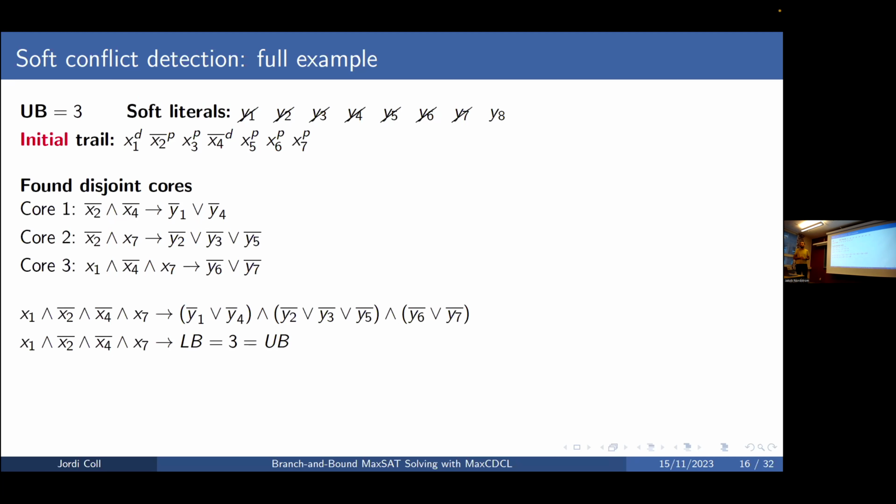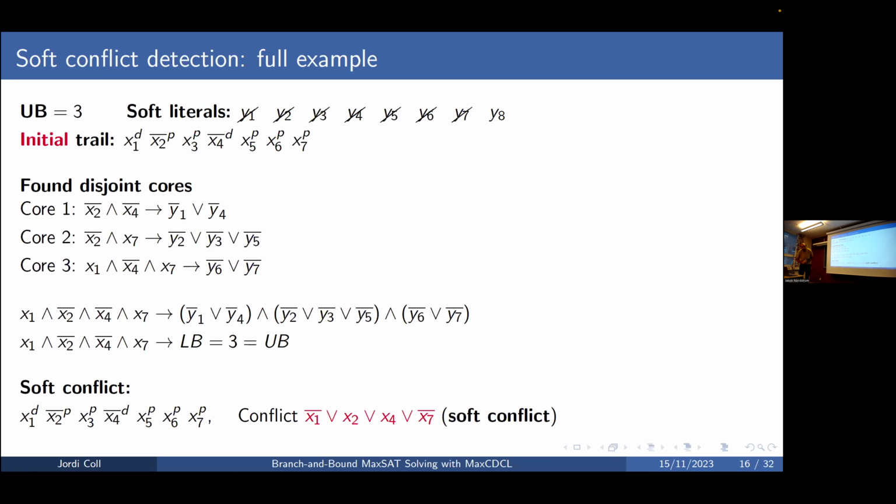So I have a soft conflict. But important, we have said that every soft conflict must be explained in terms of a clause. I am falsifying some clause. What is the clause that I'm falsifying? It's this. It's the negation of the reasons. What I have detected is that this clause must be satisfied, otherwise I will have a lower bound of 3.